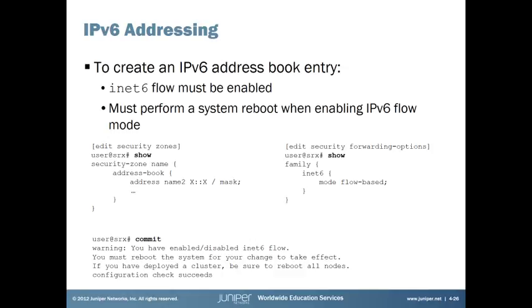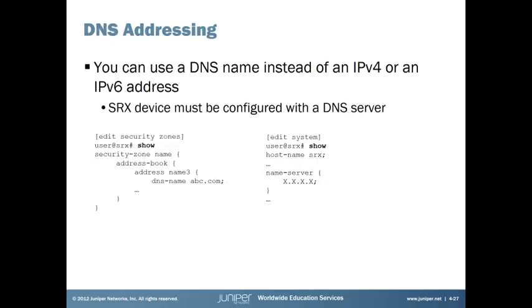We can go ahead and create IPv6 address book entries as well. This is really good as well: you can create a DNS name instead of an IPv4 address. So in your address book, you simply put a DNS name, and that is really useful.